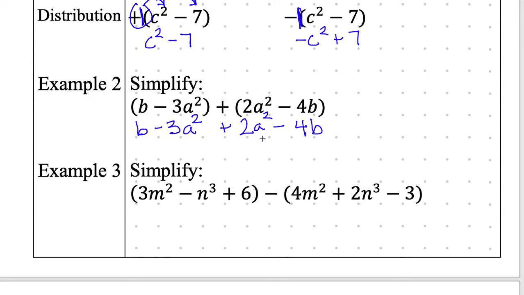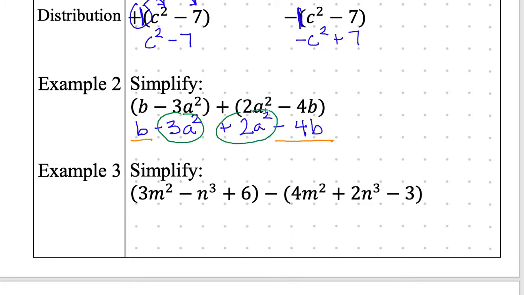Now I need to find the like terms. Quiet raised hand. Who can identify what the like terms are? Just point them out to me. What are the like terms? Jaden, go for it. So B and negative 4b. I like how you said negative 4b, not just 4b. And then next is going to be negative 3a squared plus 2a squared. There it is. Thank you, Jaden. That's 50 XP.